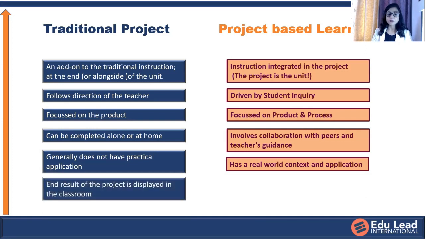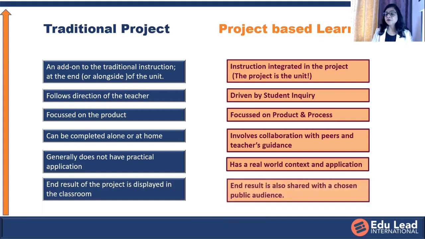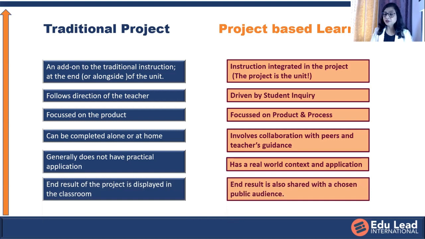Then the end result of the traditional project is displayed in the classroom. Whatever project work is there, it is displayed to the students inside the classroom. But in this case, because it has relevance to the real world, it also has a real audience. The end result will be shared with a chosen, public audience. You may find it a little difficult to understand this at this moment, but once we go through the stepwise process of project-based learning, you will understand completely how this is different from a traditional project.